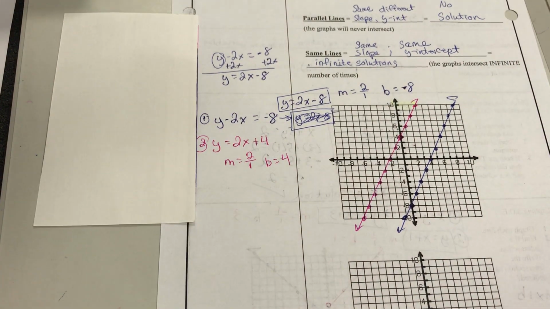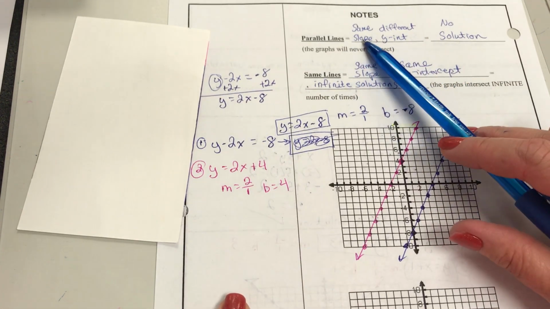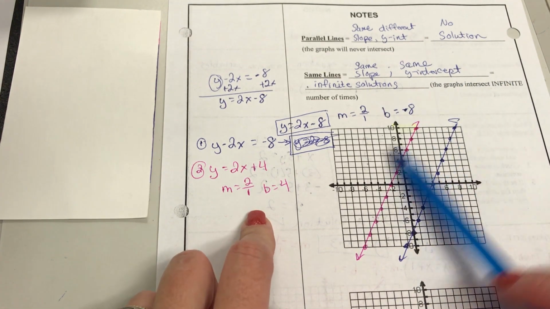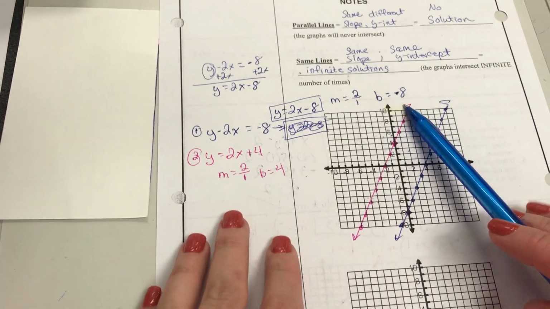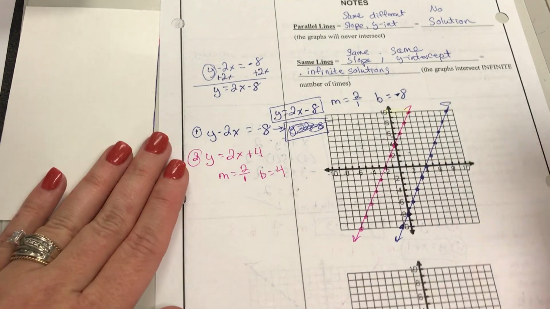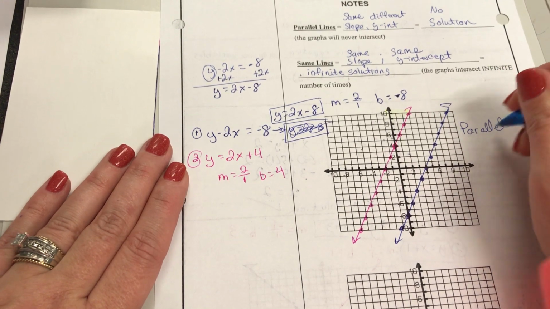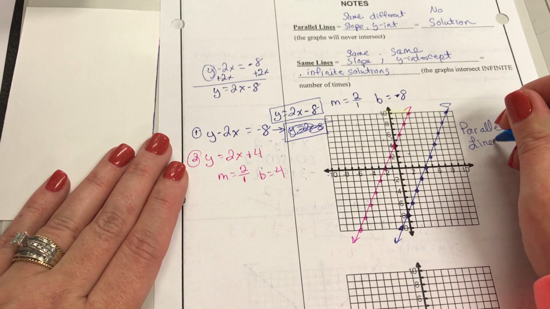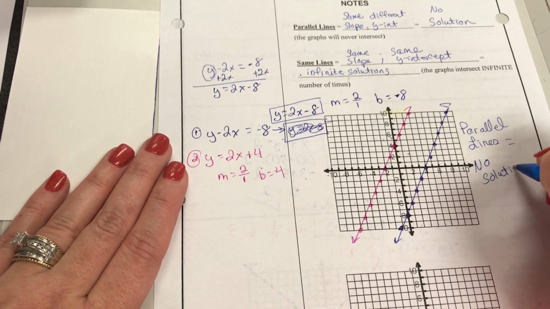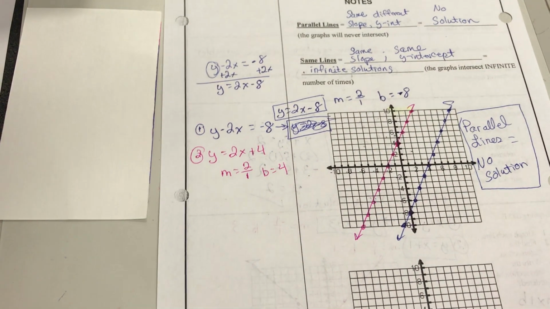All right, so let's look at that. Well, those look like parallel lines, right? So let's double check. A parallel line has the same slope and different y-intercepts. We know it doesn't have a solution because it doesn't cross. Well, I have the same slope and I have different y-intercepts. So we have parallel lines, which equals no solution.